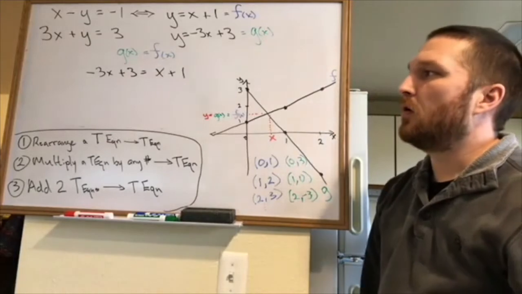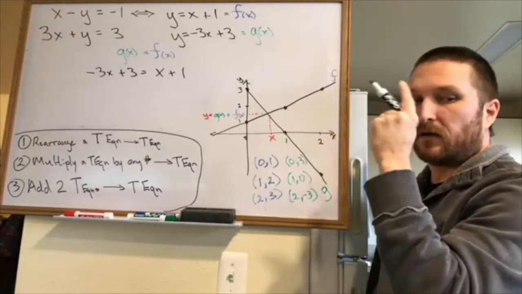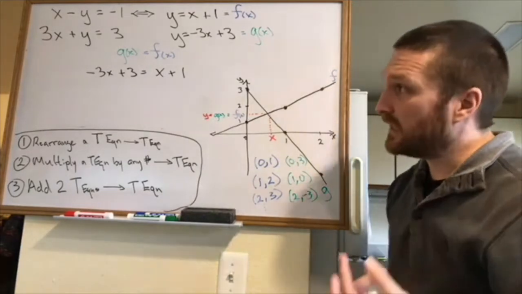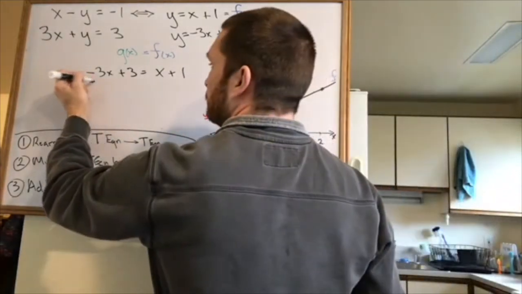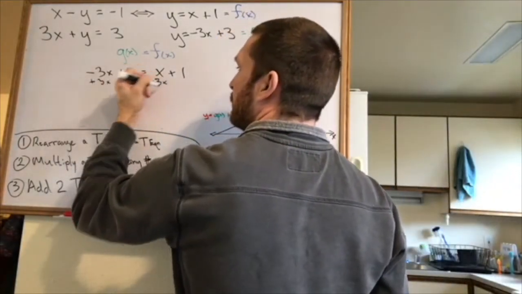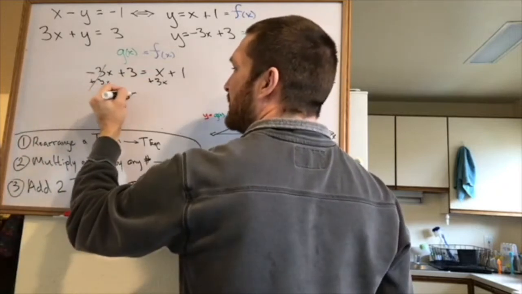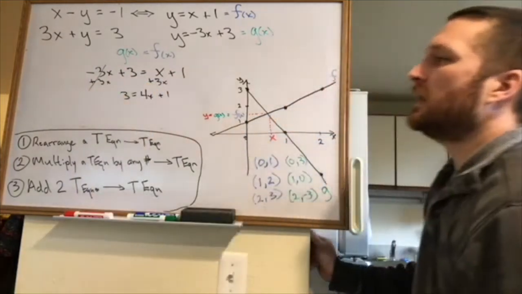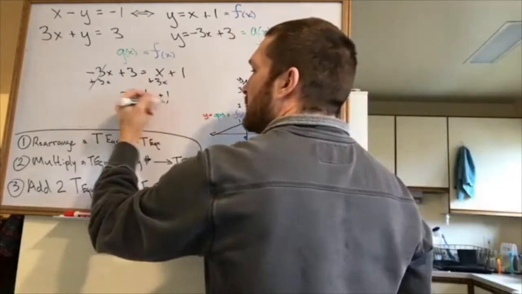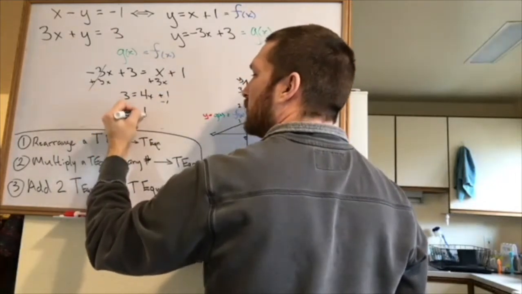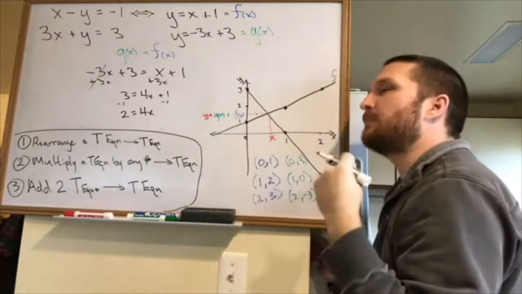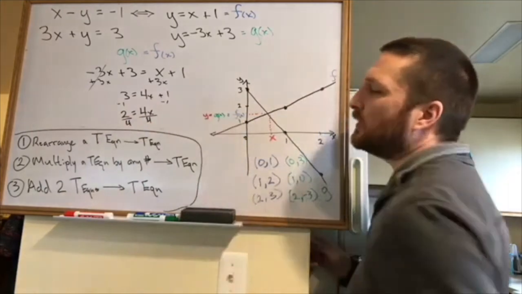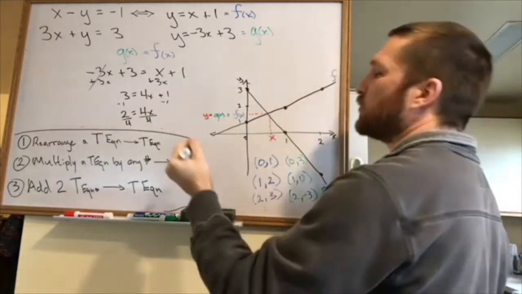Now we have one equation involving one variable, and we can solve for that variable. I'm going to take 3x and add it to both sides. That kills that, and I get 3 and 1 make 4x plus 1. Subtract the 1 from both sides, and I get 2 equals 4x. Divide both sides by 4, and we get that x is equal to 2/4, or how about x equals 1/2?